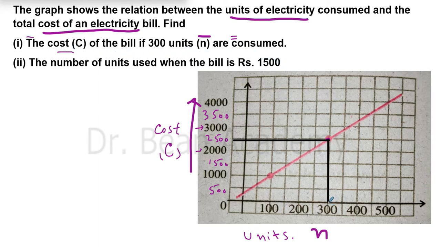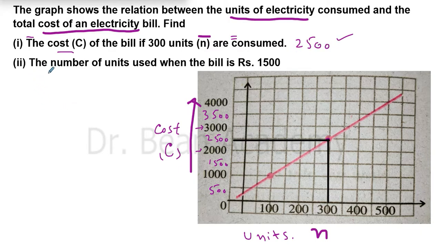So I started from 300 units, I went up, I stopped at the line of the graph, because this is what is representing the situation. Then I will just check the corresponding value on the left. It is 2500. So the answer to this question is 2500, and whatever the unit is, whether it is US dollars or any other, you can use that one. So the total cost is 2500.